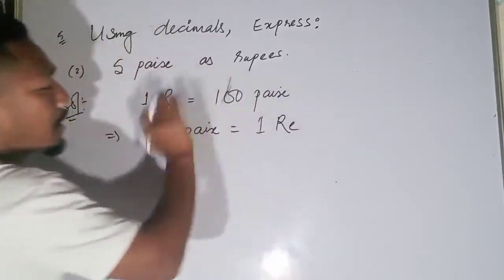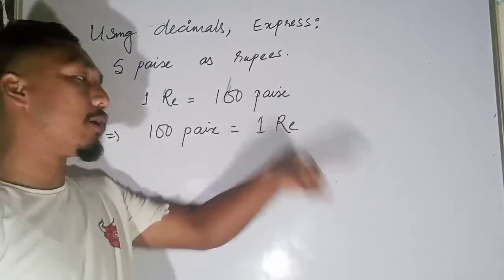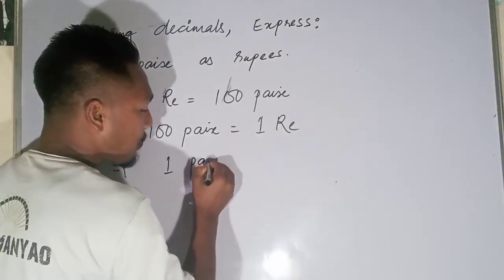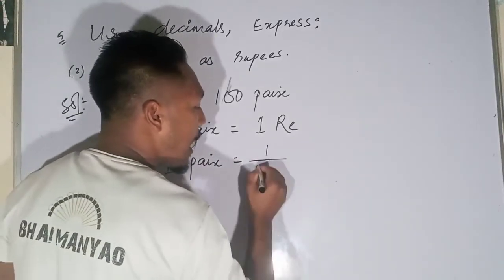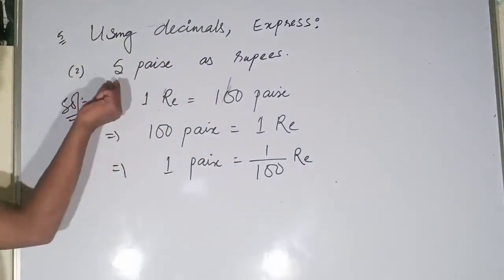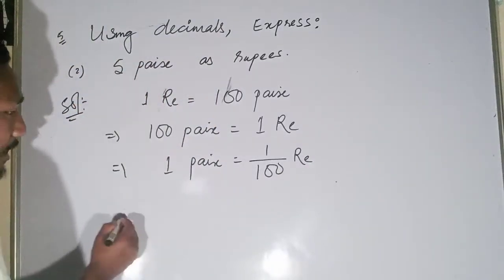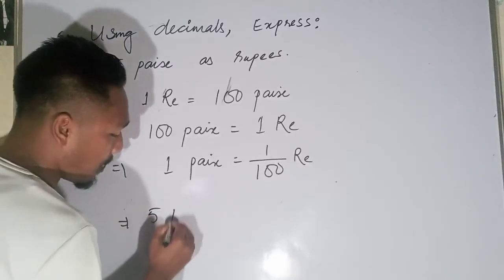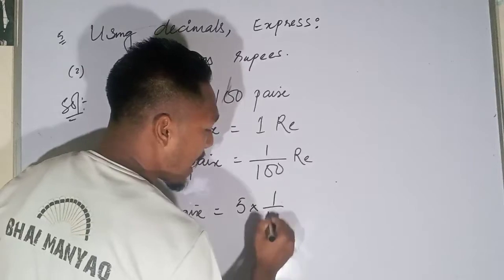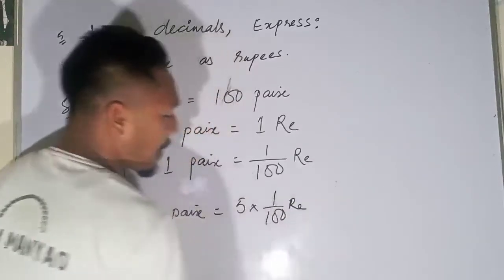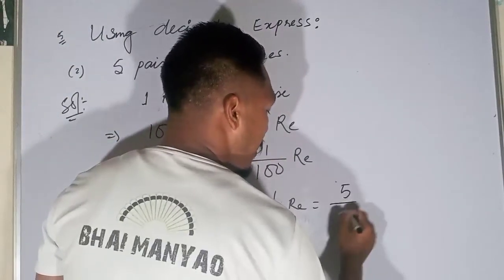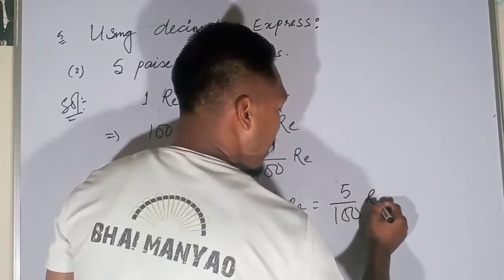Okay, we have just rearranged. 100 paisa is equal to 1 rupee. Again, 1 paisa will be how much rupee? 1 paisa will be equal to 1 by 100 rupee. So how many paisa do we have? 5 paisa we have. That means if I want to express this, 5 paisa is equal to what? 5 into 1 by 100 rupee. So if I multiply this, my answer will become 5 by 100 rupee.